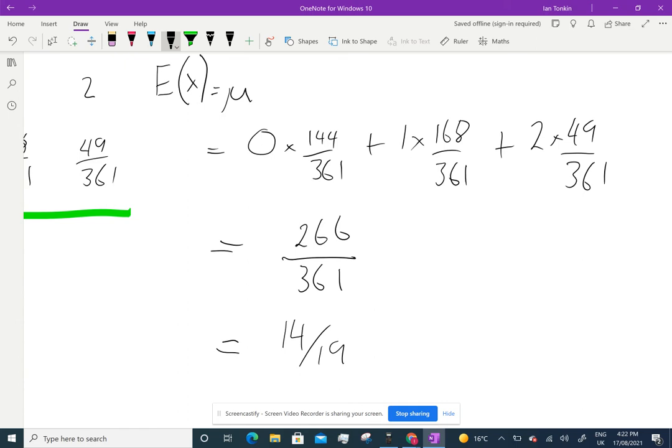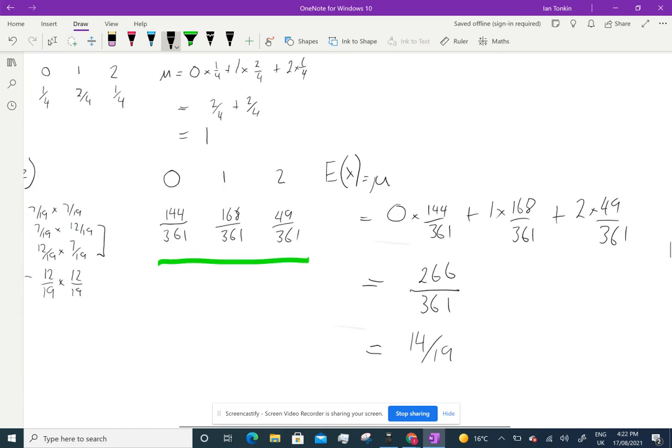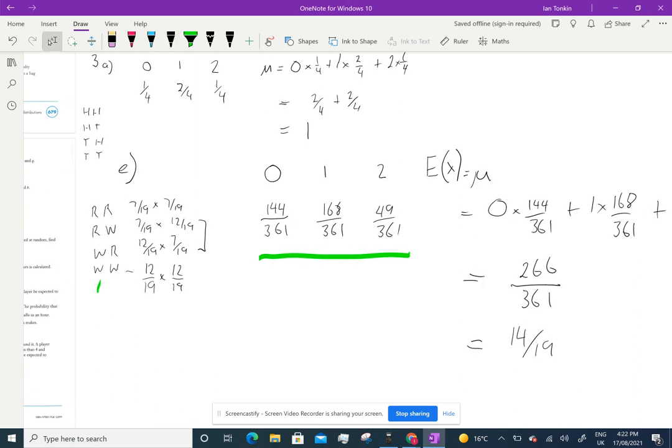So what's the expected number of reds? Well, it's not even 1. When you're picking these counters out, it's not even 1. You wouldn't expect to even get 1 red counter. And that sounds right because there are 12 white counters and only 7 red. So you'd expect not to get a whole red counter.